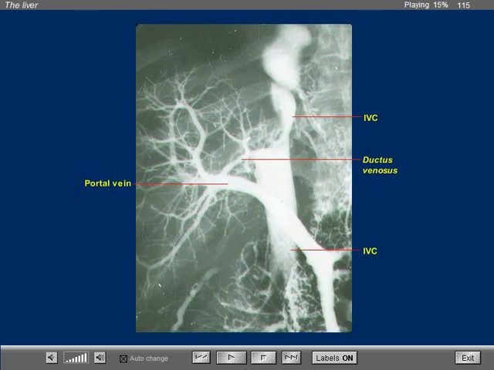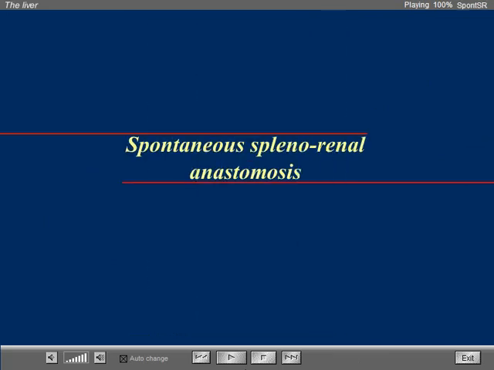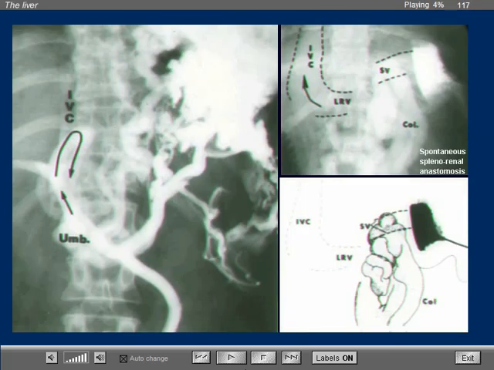In this cadaver study, we see filling of the portal vein and of the inferior vena cava, and this occurred through a ductus venosus, which was patent. This same patient to the right and above, you can see the filling of the left renal vein and inferior vena cava through very large collaterals.